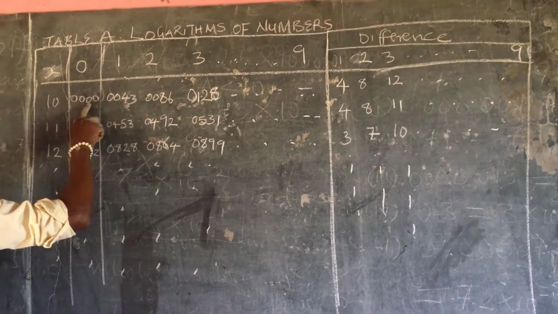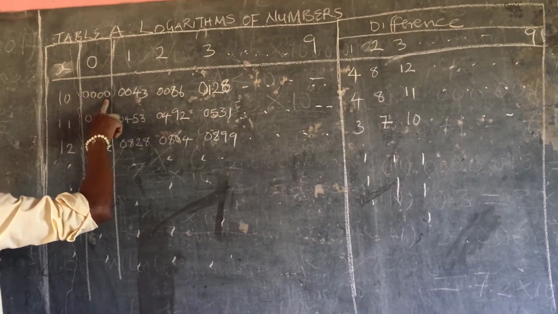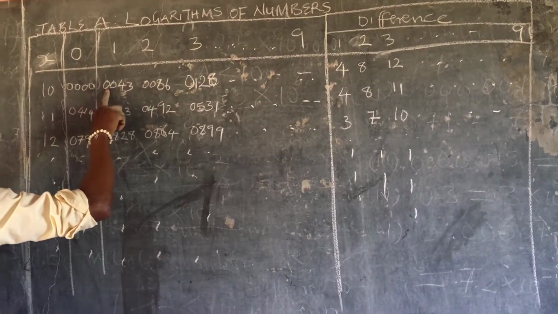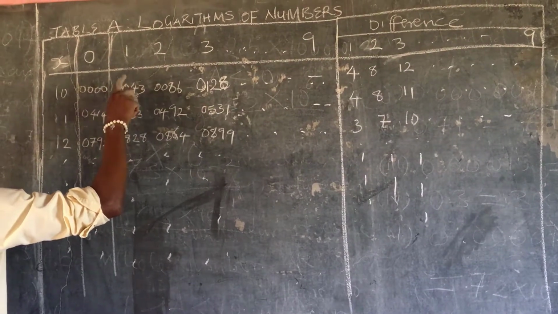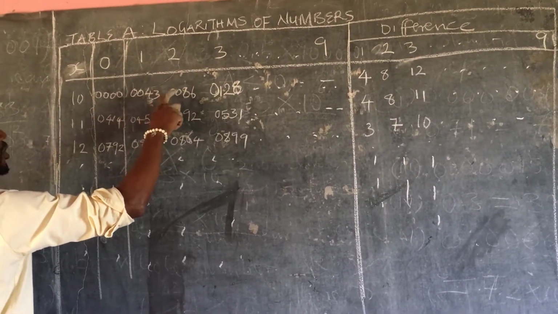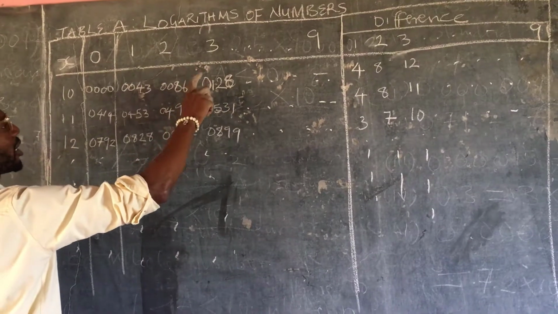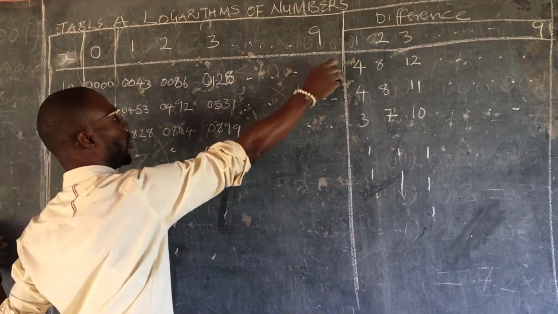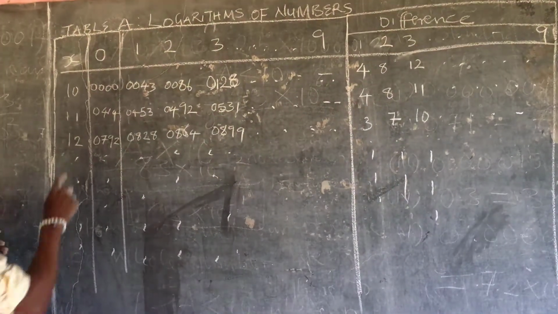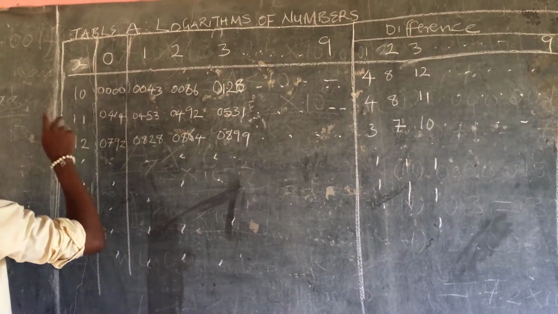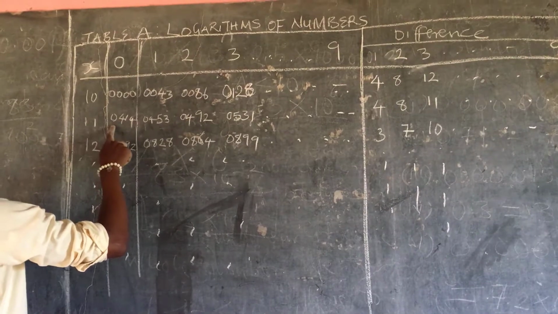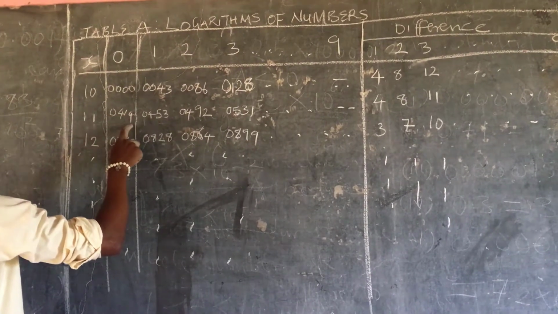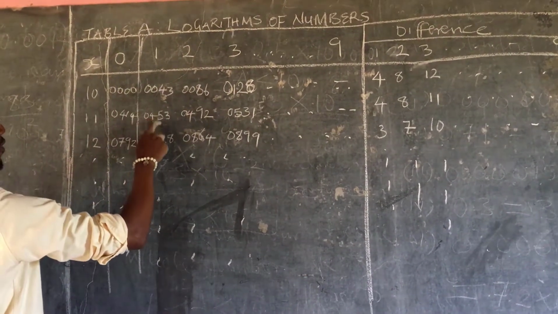So the first one we will see is 0, 0, 0, 0, four places. And then for the third column, we will see 0, 0, 4, 3. Then 0, 0, 8, 6. Then 0, 1, 2, 8. And you will continue like that until the 9th place. Then here we will see 11. For the next column, we will see 0, 4, 1, 4. Then 0, 4, 5, 3.